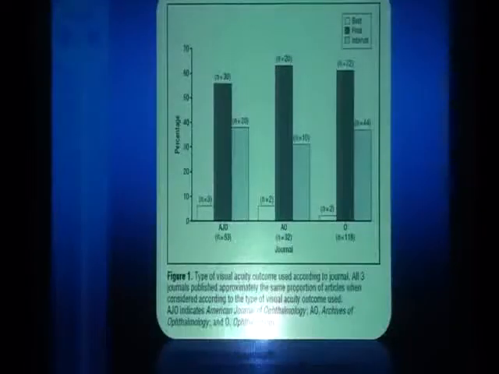So here's a histogram looking at the articles published in AJO, Archives of Ophthalmology, and Ophthalmology, 3 of the leading journals in our field, looking at the year 2000, and the percentage of articles that used best in the clear box, final in the gray box, or interval in the light gray box, visual acuities. So they say we should be reporting interval visual acuity instead of best or final. What you'll see in each of these journals is that a minority of these reports contain interval visual acuities.